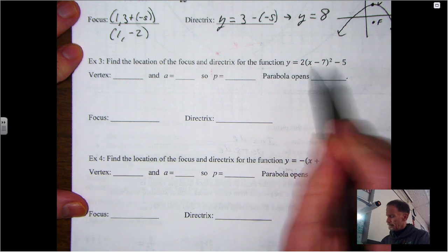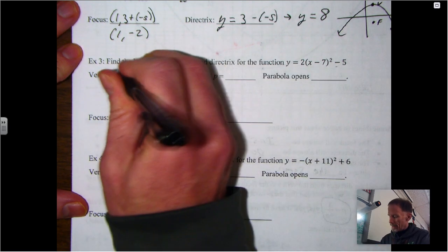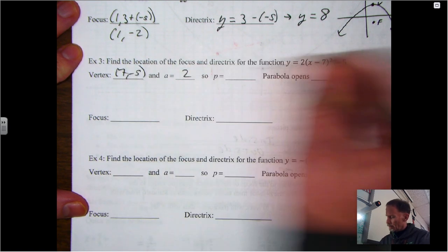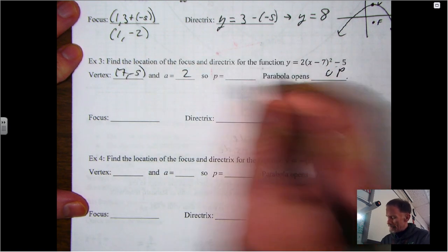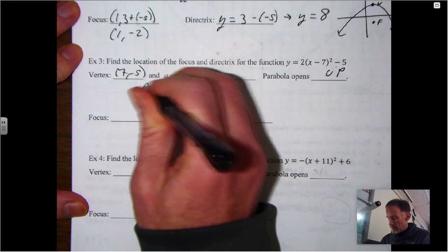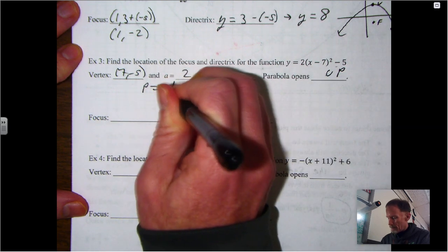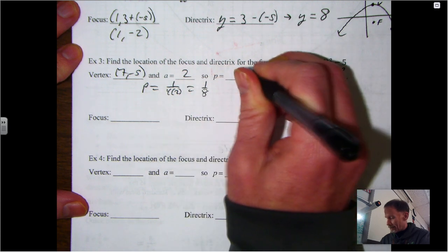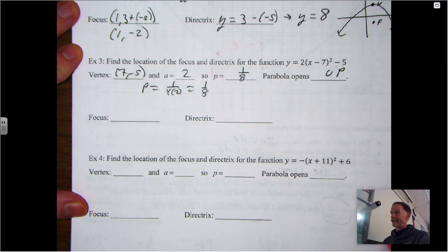All right, so again, vertex is 7, -5. A is 2, that's what opens up. My P, not much to do on this one. P equals 1/4 times 2. That's just 1/8. Nothing to simplify or change, so it's a fraction. It kind of is what it is.